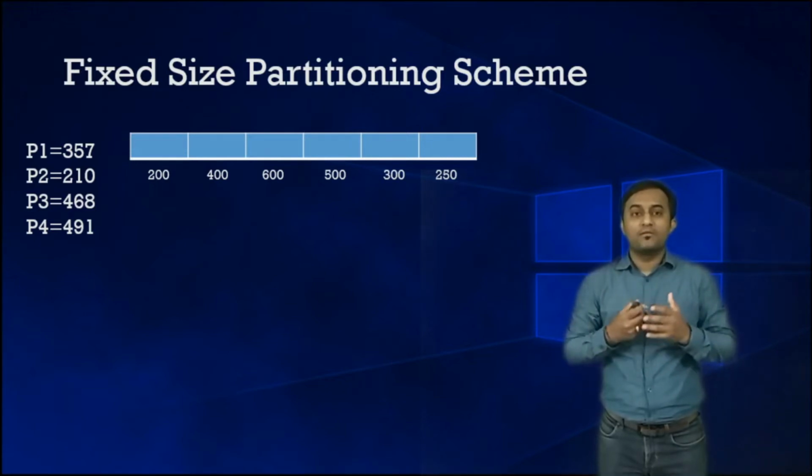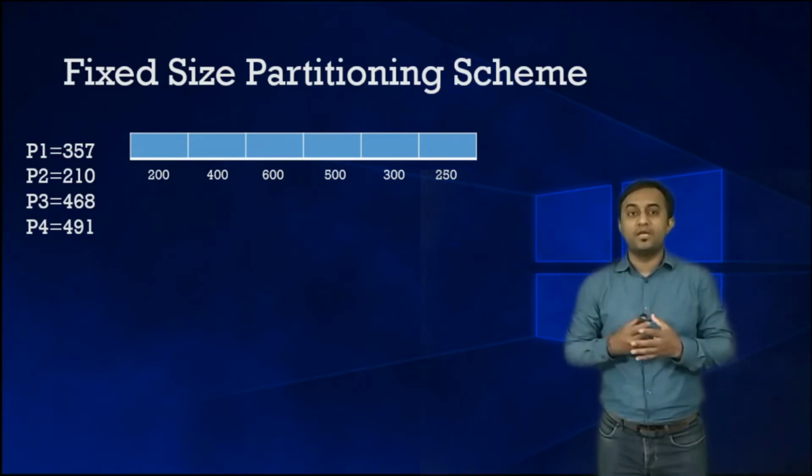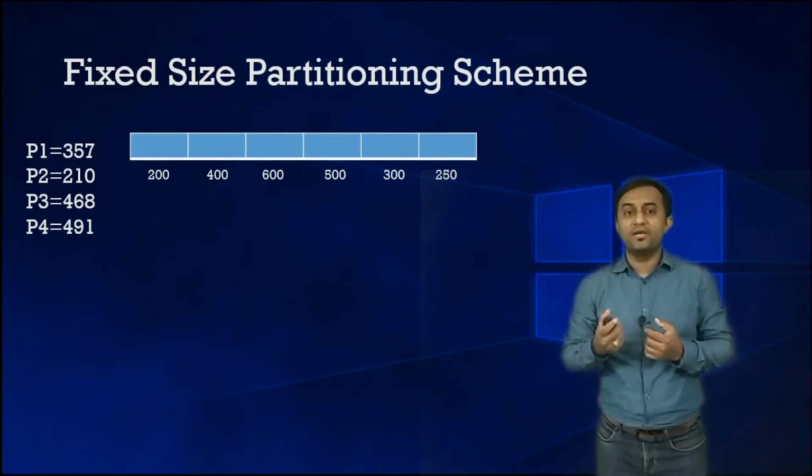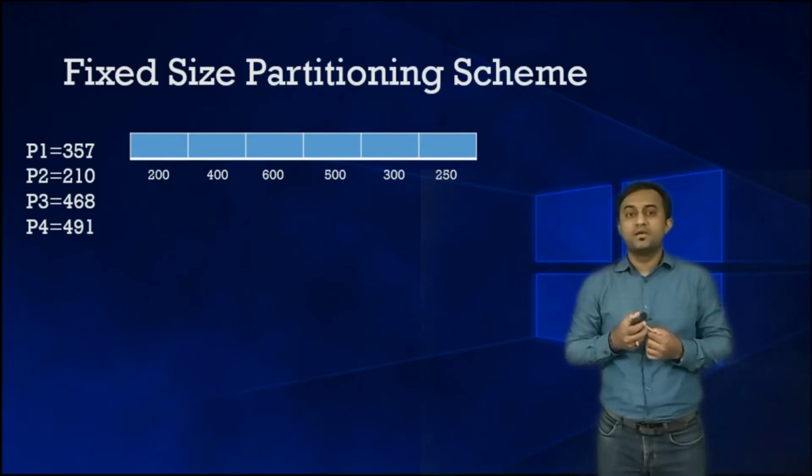The first process requires 357 KB, the second process requires 210 KB, the third process requires 468 KB, and the fourth process requires 491 KB. These requested processes are in sequential order, meaning P1 came first, then P2, then P3 and then P4. So you have to satisfy these requests according to the order of the requested processes. So these are the inputs we have.